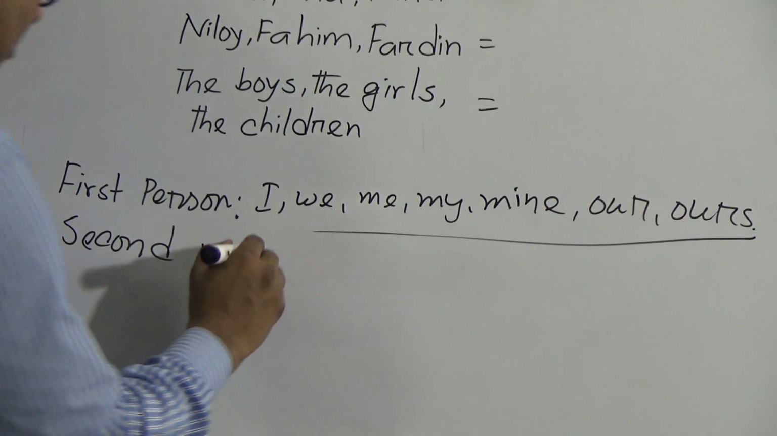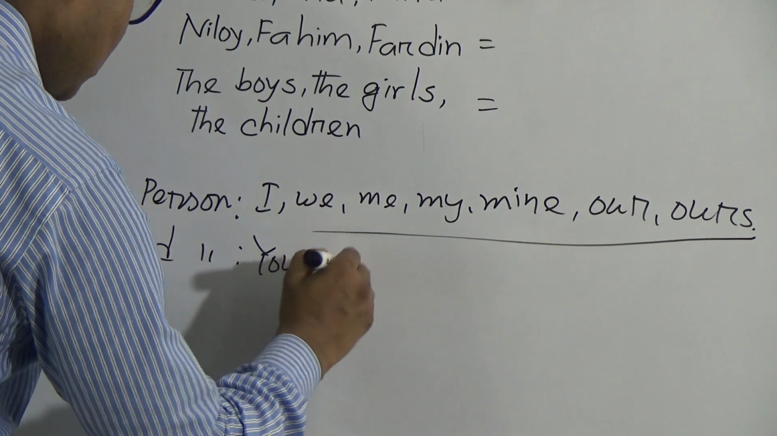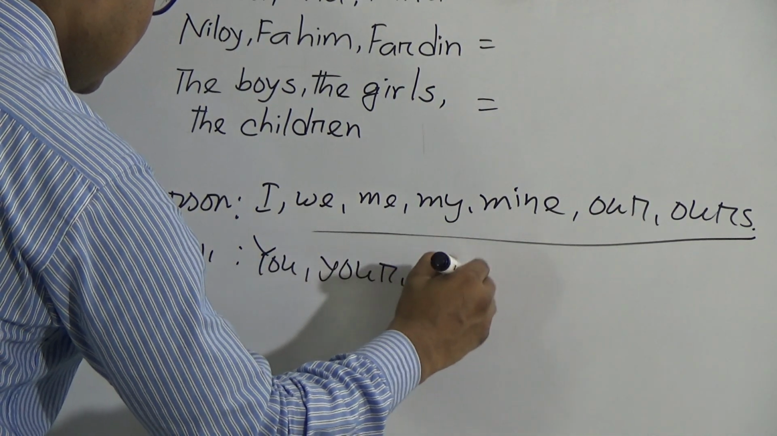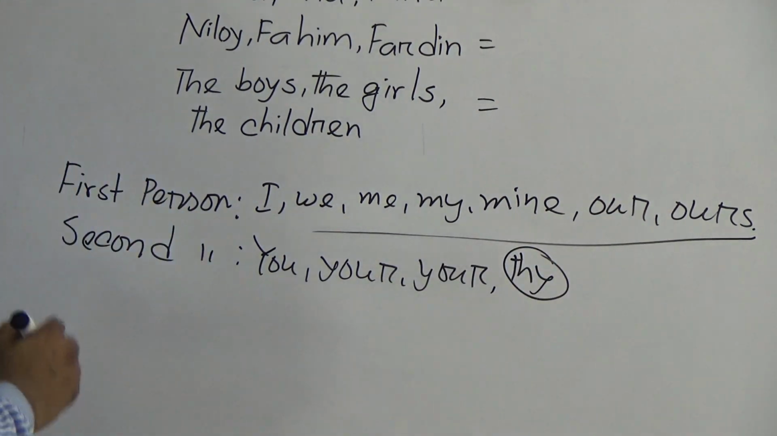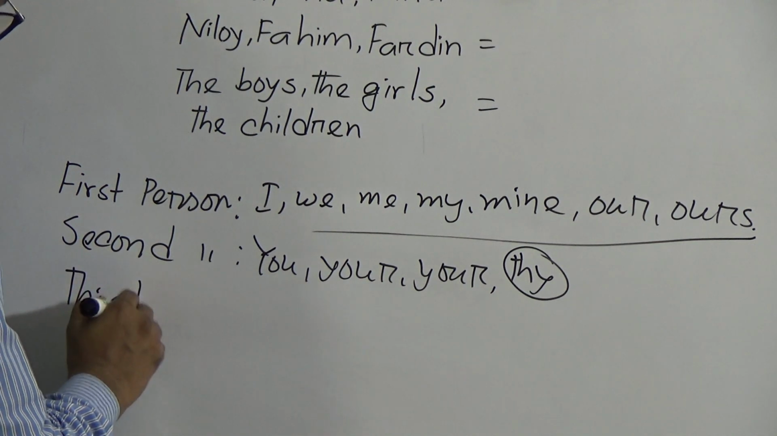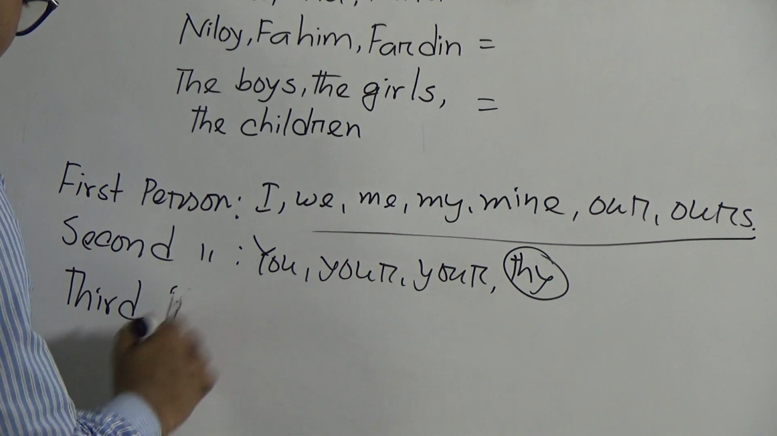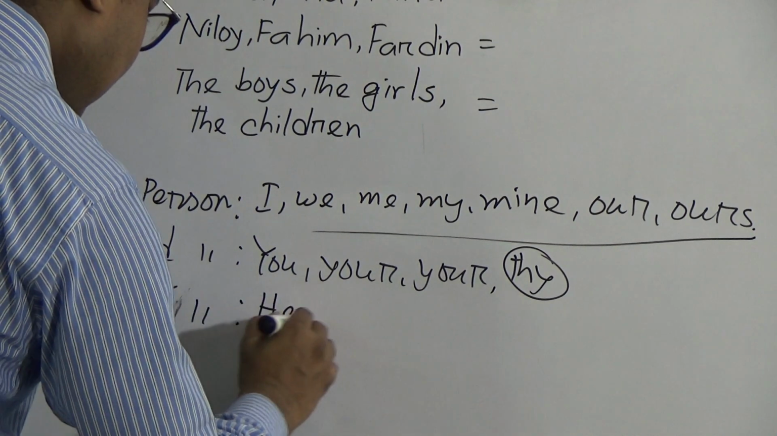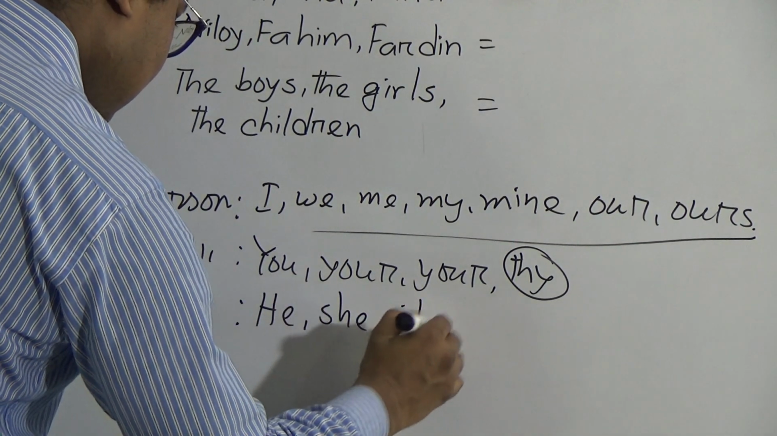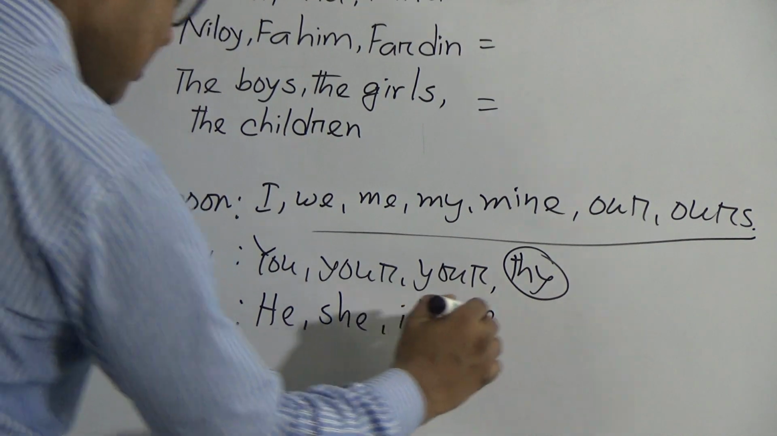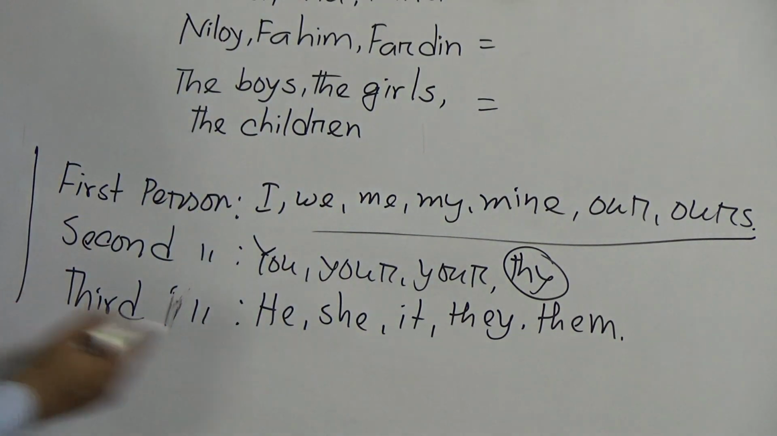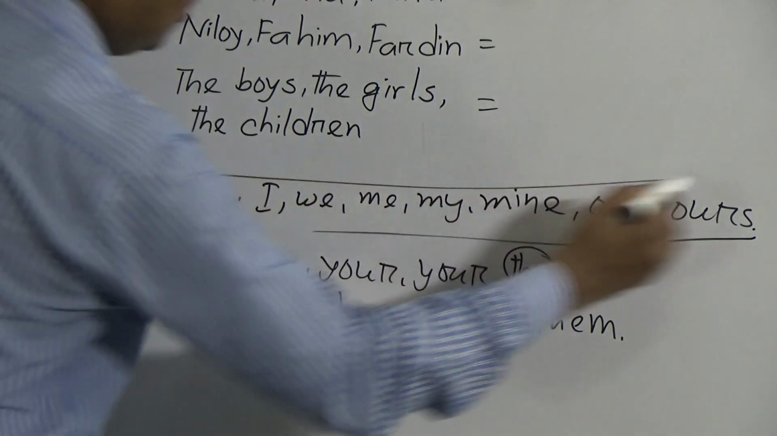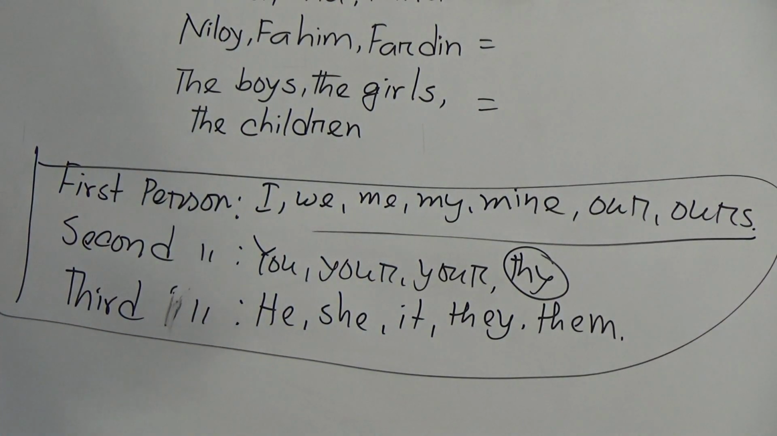And what are the second person? You, your, yours. And we use sometimes thy in poetry. This is also second person. Third person. What are the third person? He, she, it, they, them. So first person, second person, and third person. These 3 persons belong to personal pronoun. Okay.